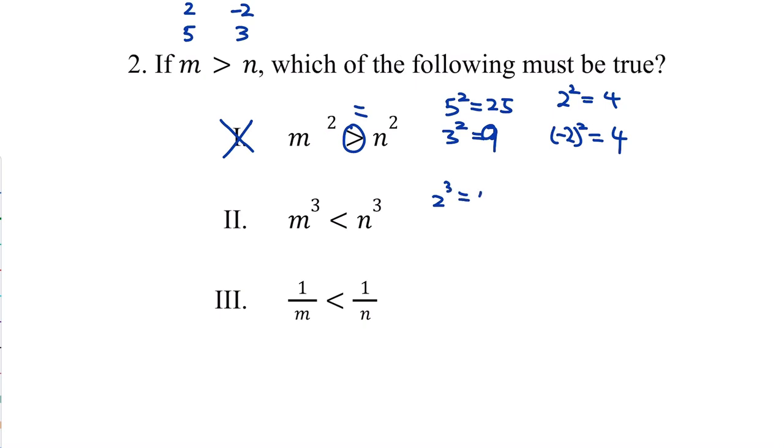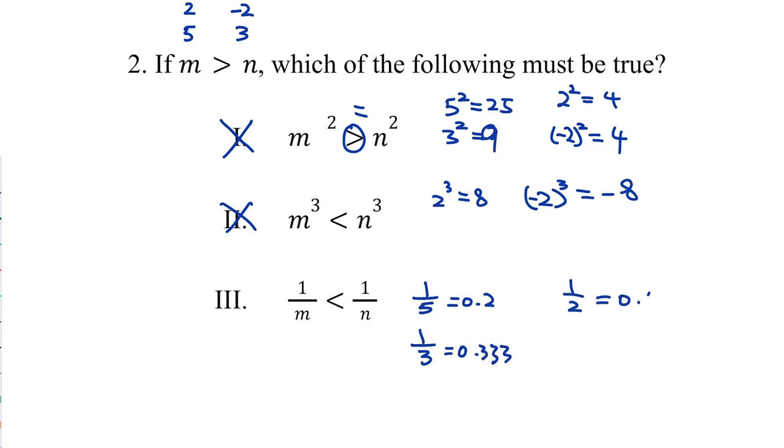2 cube is 8, -2 cube is -8. So the first one should have been larger, not smaller. How about the last one? 1 over 5 is 0.2, 1 over 3 is 0.33, but how about 1 over 2 is 0.5, 1 over -2 is -0.5. So is it true that this is always smaller? No, because if I'm using this case, then this is not smaller. So none of the above. Maybe it's the option D, none of the above. Okay, it is possible, of course.